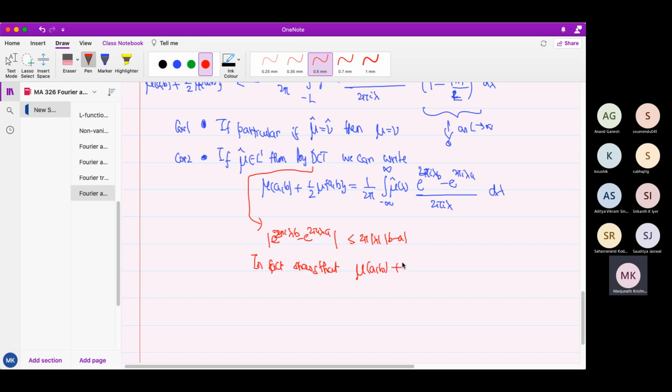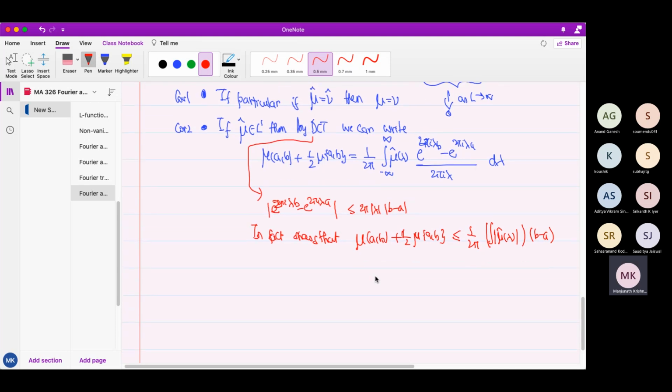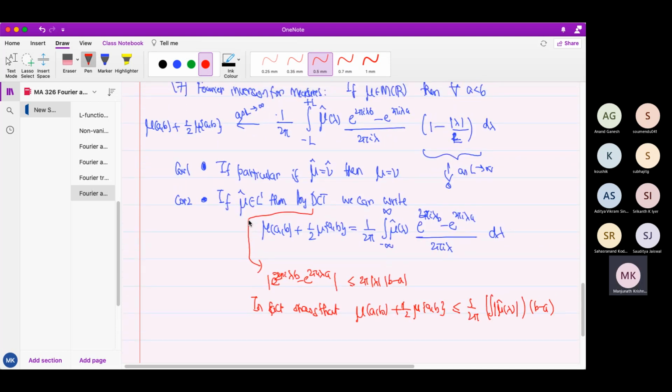that mu of (a, b) plus half mu at the endpoints is bounded by what? It is bounded by 1 by 2 pi integral of mu hat of lambda. Okay, if I want to write the bound, it will be mu hat of lambda into b minus a, which shows that it has to be absolutely continuous actually. But anyway, okay, I will leave it.